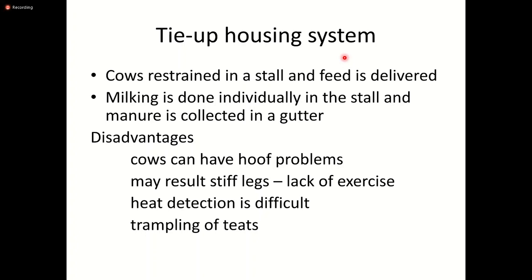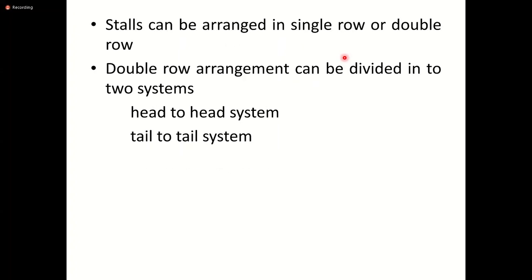But since they are inside the housing system, they do not have lots of space to walk around. They are just staying in one particular place. So sometimes they have food problems there, right? Sometimes lack of exercise may lead to stiff legs. Those kinds of things are the basic disadvantages, right?